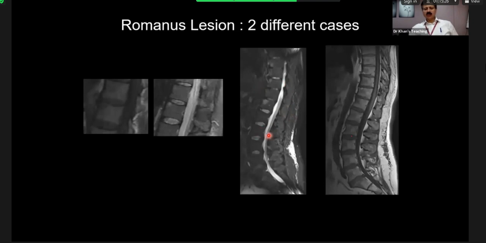Now, initially when there is active inflammation, it will be high on STIR. Later on a T1 weighted sequence, it might produce fatty marrow, which will be high on T1, and then on STIR sequence, the signal intensity can decrease. So in this particular case, there are some acute over chronic type of findings here.